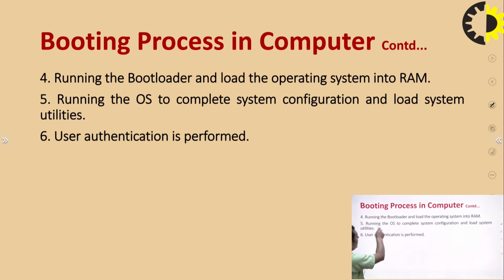Now, running the bootloader and loading the operating system into the RAM. All the operating system files, the main kernel files, are loaded into the RAM with the help of this bootloader. Then the operating system is loaded partially, and it runs to complete the system configuration and load system utilities. Other utilities are also loaded with the help of the loaded operating system, such as Notepad or other facilitating software which are part of the operating system.